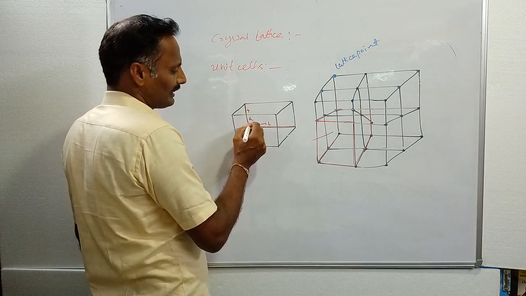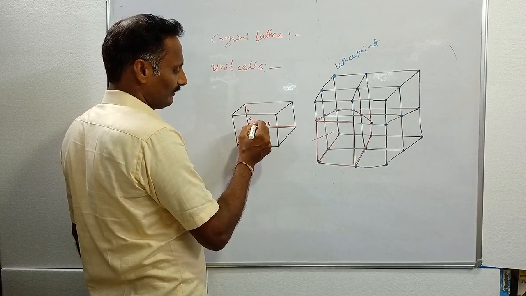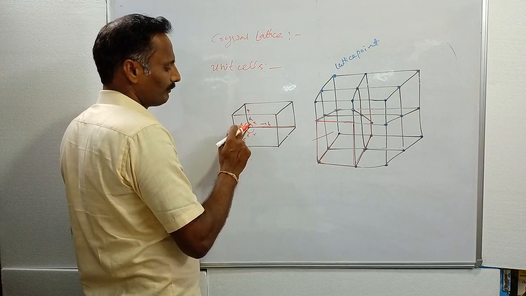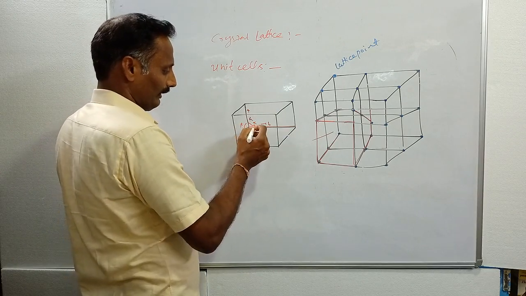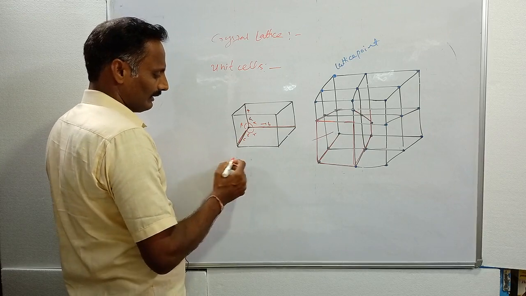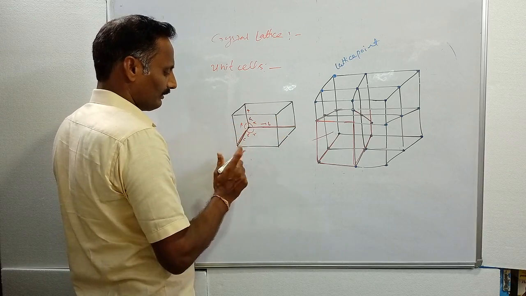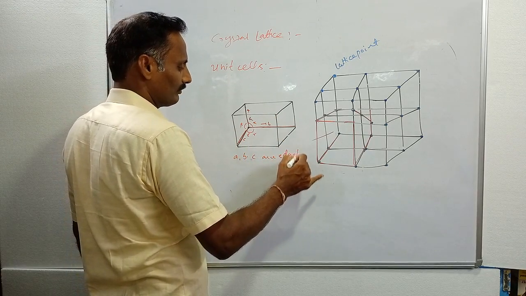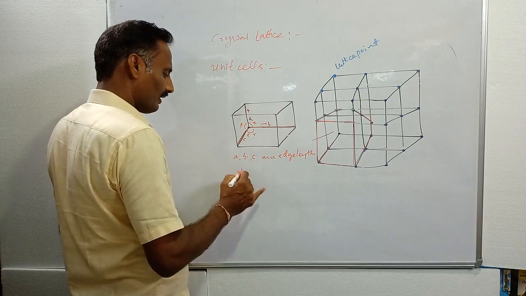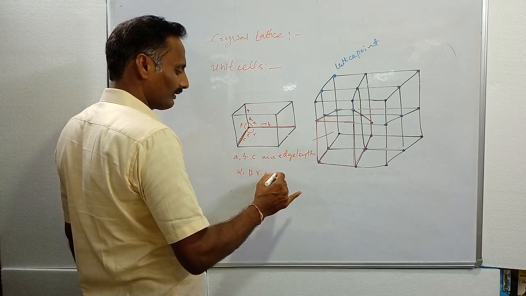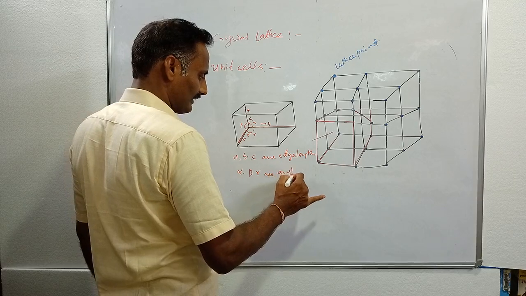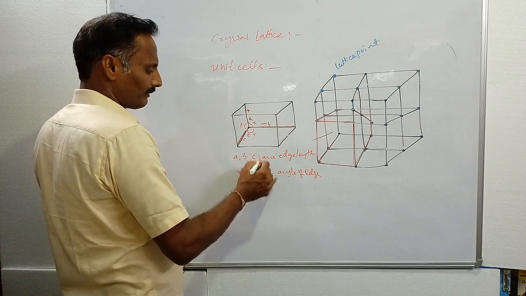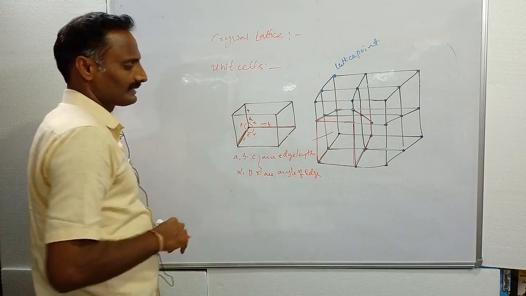Then the angles between these edges are called alpha, beta, and gamma. Alpha, beta, gamma are the angles between the edges. This unit cell consists of A, B, C, which are called edge lengths, and alpha, beta, gamma, which are the angles between the edges. These are the 6 parameters used for the characterization of a unit cell.